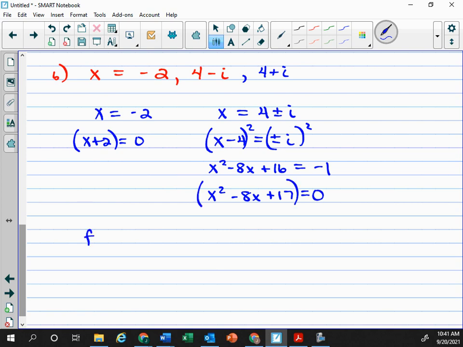So your f of x here is x plus 2, that's the easy one. And then this lovely x squared minus 8x plus 17.